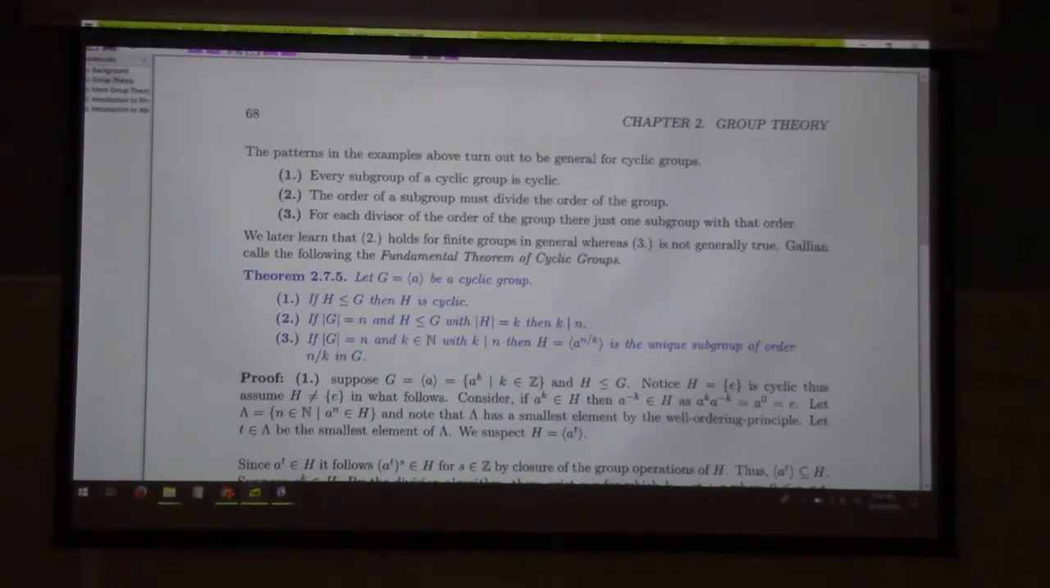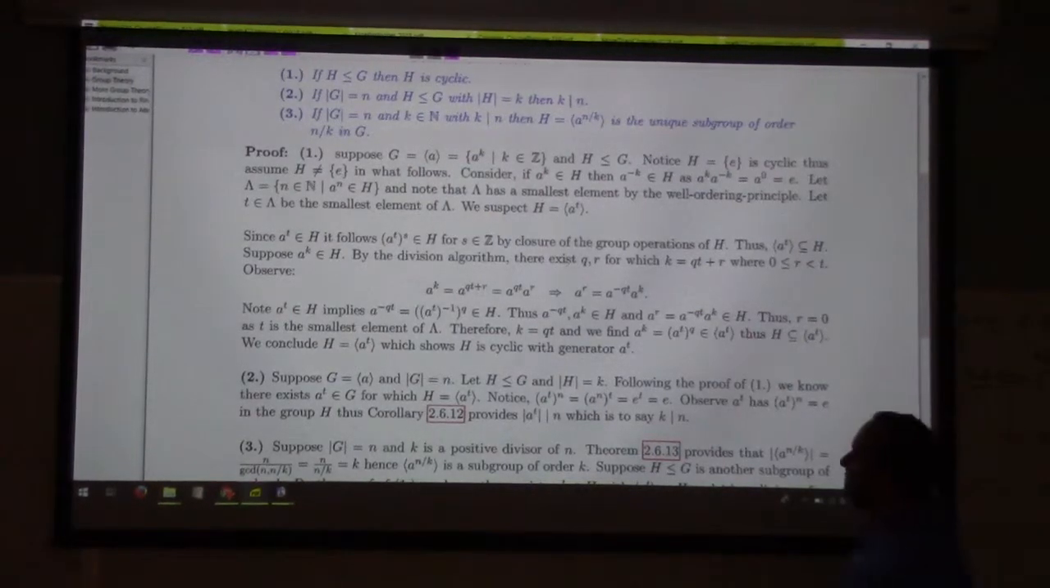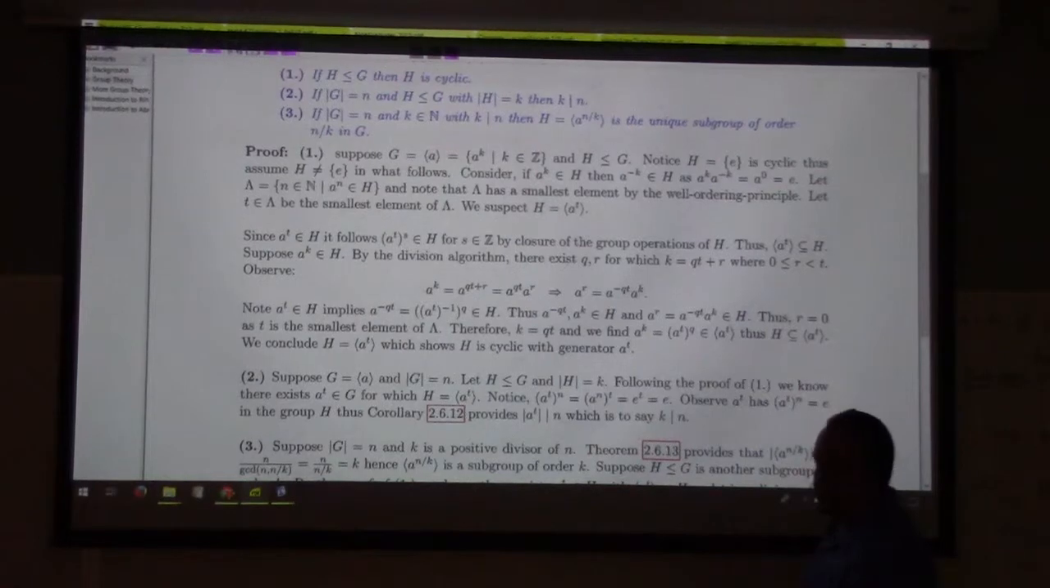Now the proof is right here, and you should study it, right? Let me start. I'll do at least part of it today. To prove, 1, that a subgroup of a cyclic group is cyclic, well, if it's a subgroup of a cyclic group, that means it's formed by a to the power k for some k in integer, right? So I'm going to assume that H is not the identity group.